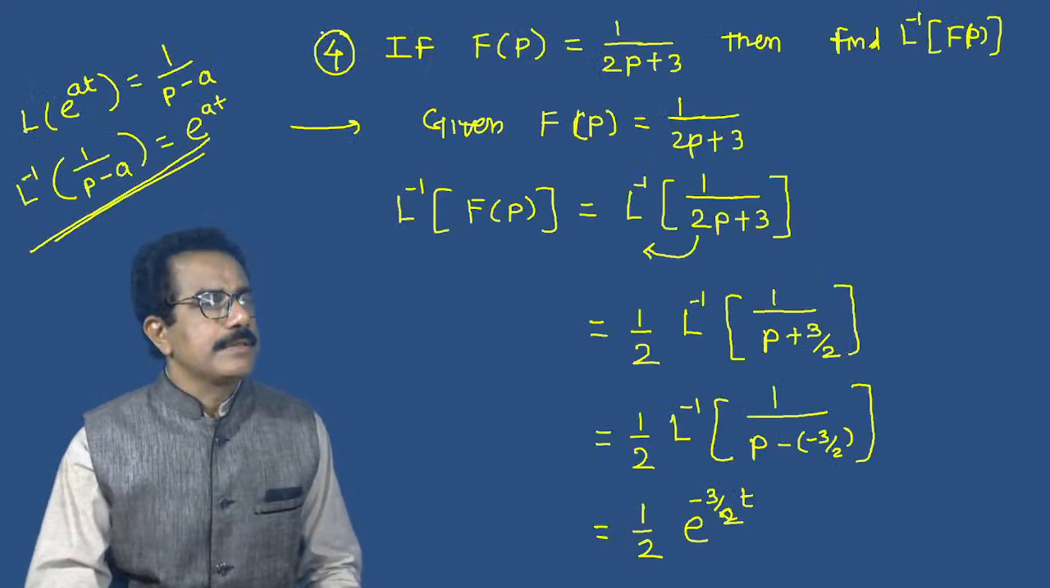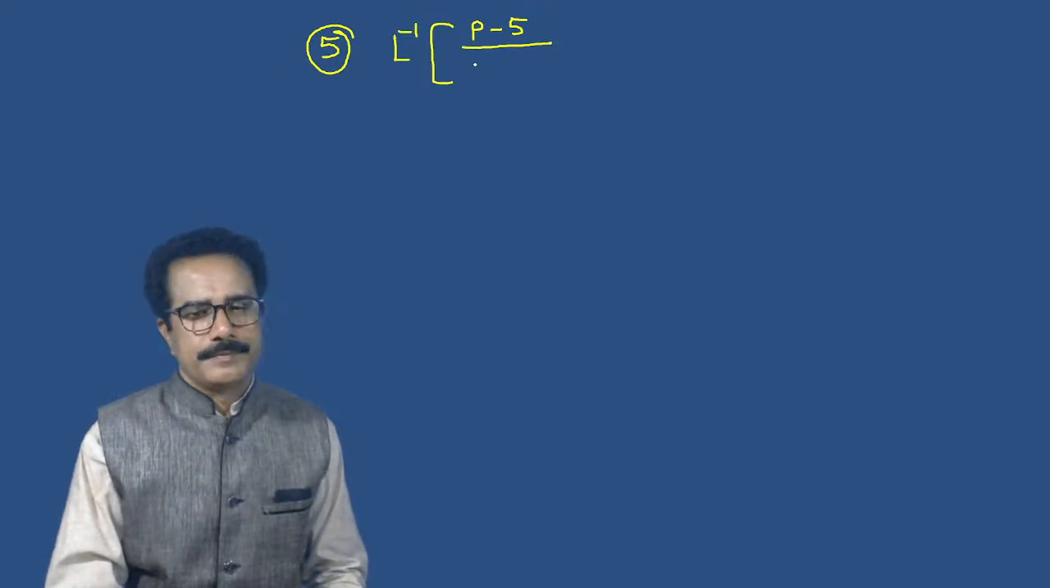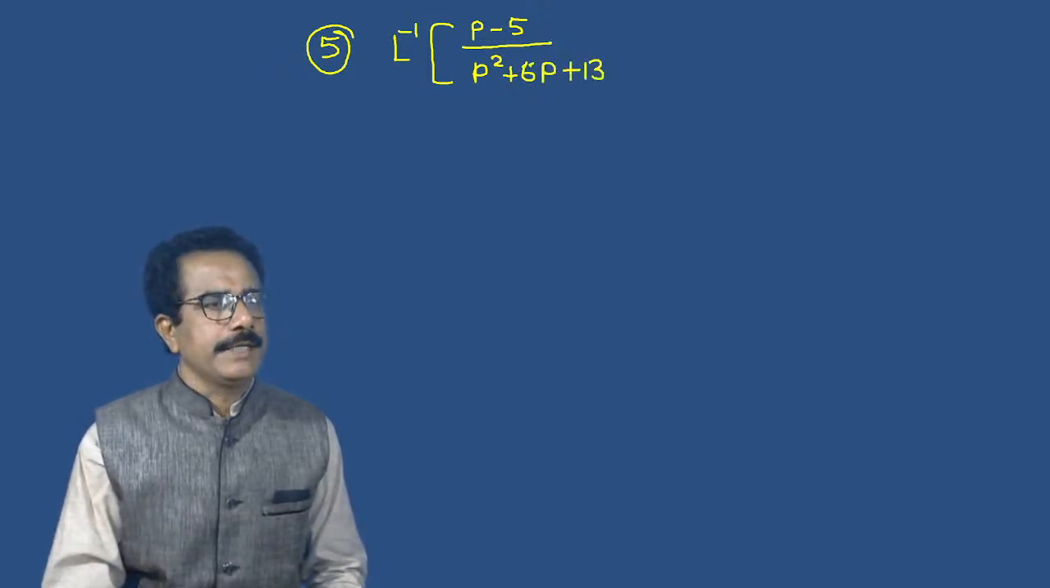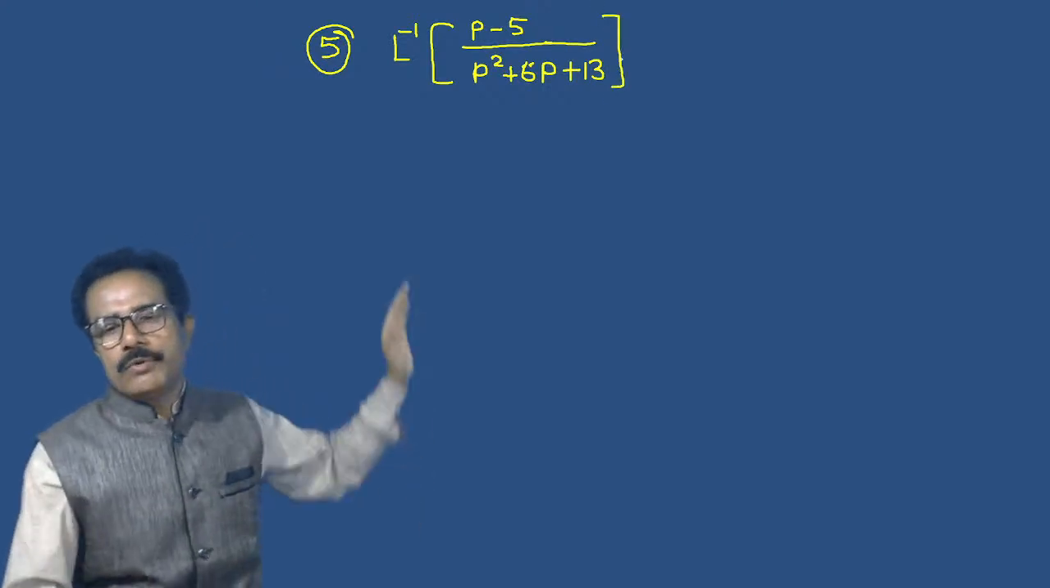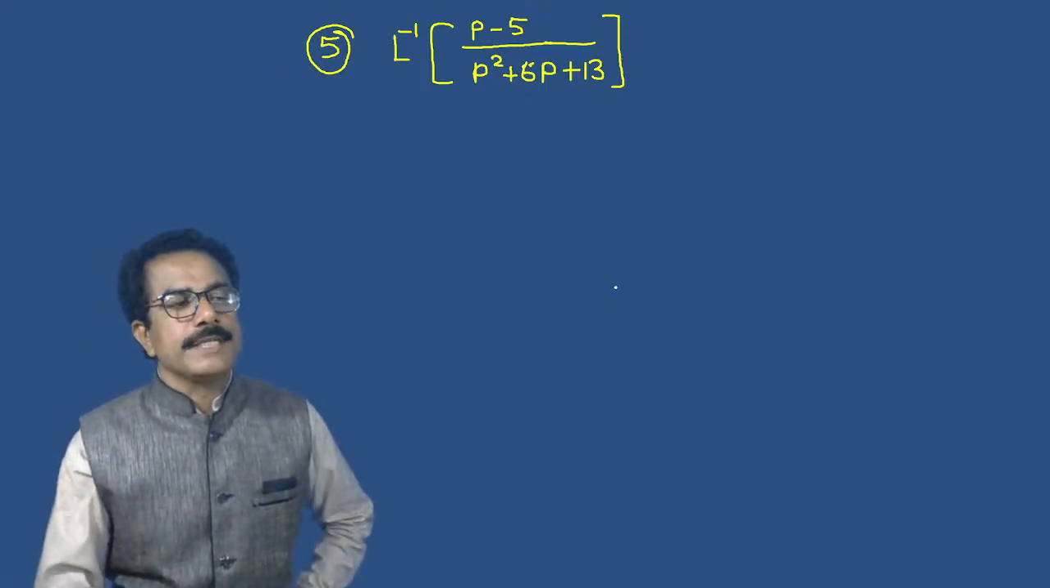Next, third, which is problem number 5, suppose. Now our aim is to find L inverse of p minus 5 divided by p square plus 6p plus 13. Actually we have to find the inverse Laplace transform of p minus 5 divided by p square minus 6p plus 13.